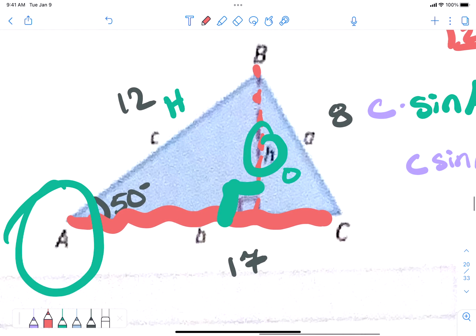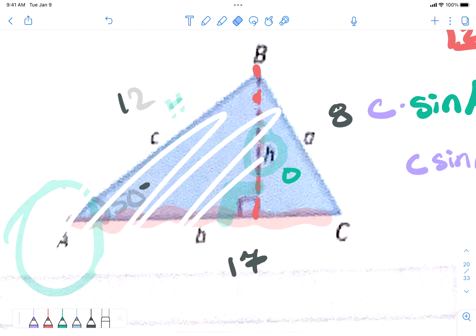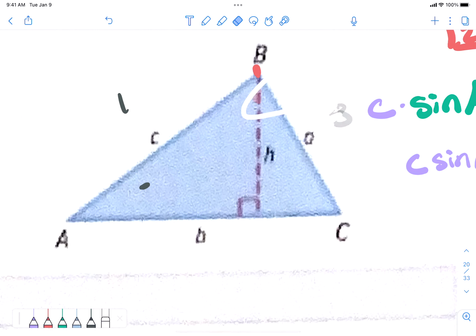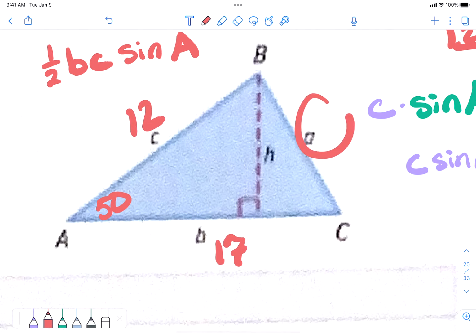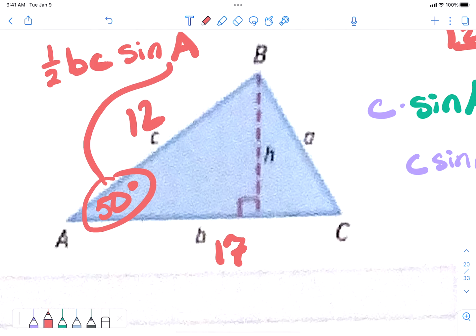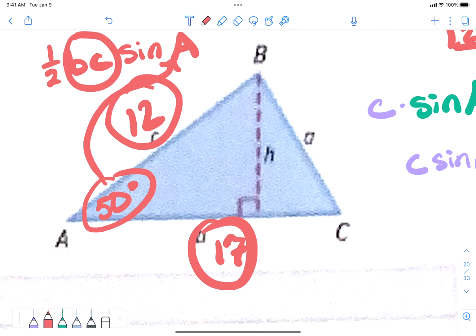Now here's the deal. It doesn't matter what the sides are labeled as. The formula says 1/2 BC sine of A. We had this labeled as 50, this labeled as 17, this labeled as 12. We really didn't need this side over here. But all you're going to do is you're going to have one of your angles that's going to go in for A, and then these two, B and C, are the 2 sides that are right next to that angle, the adjacent ones.